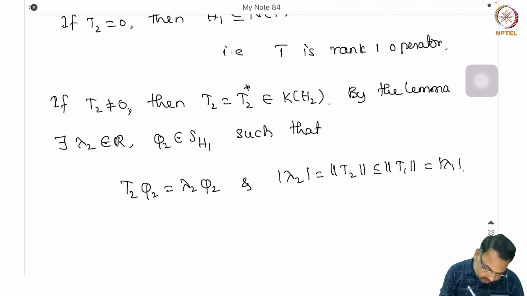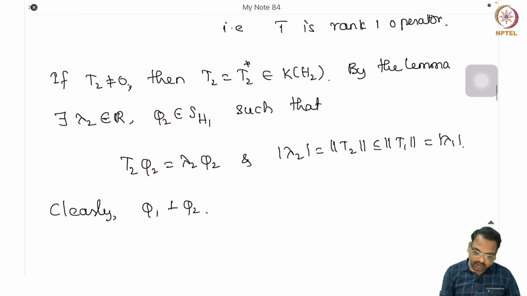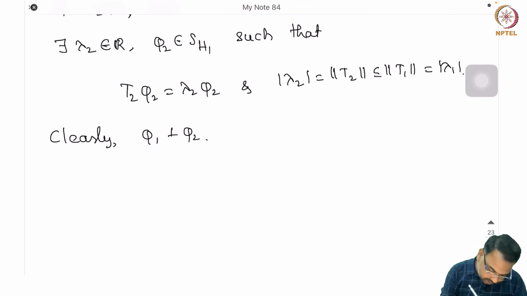And by the construction it is clear that phi 1 and phi 2 are orthogonal to each other. Okay, and we know that mod lambda 2 is less than or equal to mod lambda 1. So we got two eigenvalues, lambda 1, lambda 2, and corresponding eigenvectors phi 1 and phi 2. And it may be possible that mod lambda 2 equals mod lambda 1.